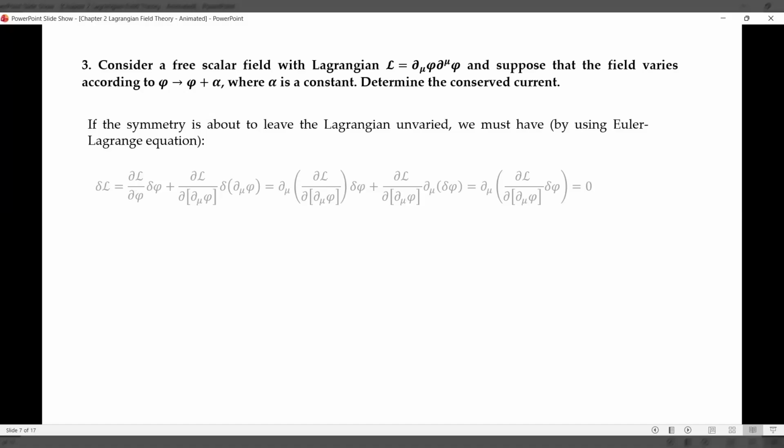We start by varying the Lagrangian. Since the Lagrangian depends on the field phi and on its derivative, partial sub nu of phi, the variation produces two terms. And this first term, partial of the Lagrangian with respect to phi, is replaced using the Euler-Lagrange equation. That's why the variation of the Lagrangian reduces to the derivative term, which is the one we will now analyze.